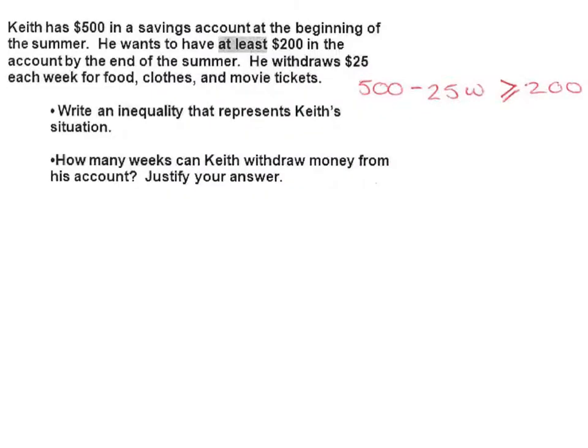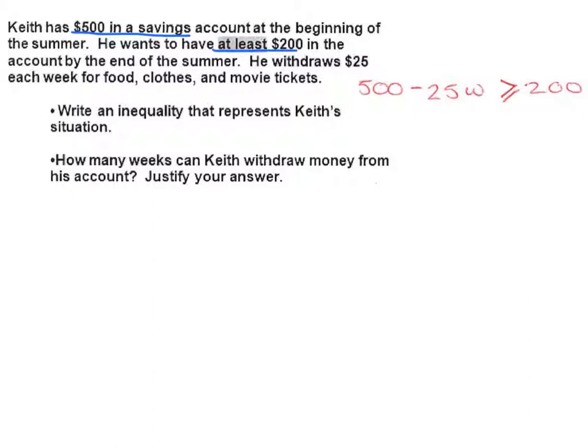So we have 2 more inequality word problems. Here's the other one. Keith has $500 in savings at the beginning of the summer. He wants to have at least $200 in his account by the end of the summer. He withdraws $25 a week for food and movies, etc. So we need to write an inequality that represents the situation.